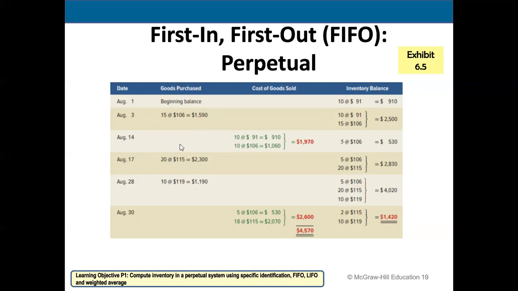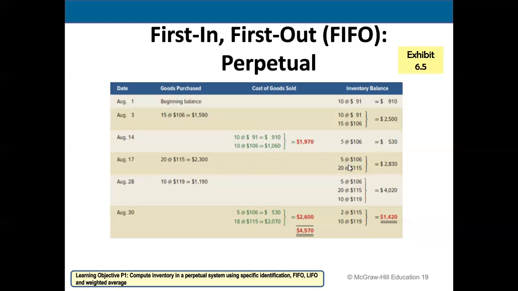So they sold 20 total units on August 14th. They're going to say they sold all 10 of the $91 units and 10 of the $106 units for a cost of $1,970. The remaining inventory then would be 5 units that had a cost of 106 for a total of 530. On August 17th, they purchased 20 more at 115.